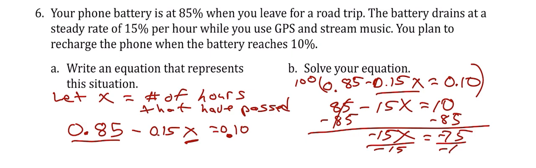Divide both sides by negative 15. And so what we know is that x is equal to 5, which means after 5 hours, we will have to recharge our phone because it will be at 10%.